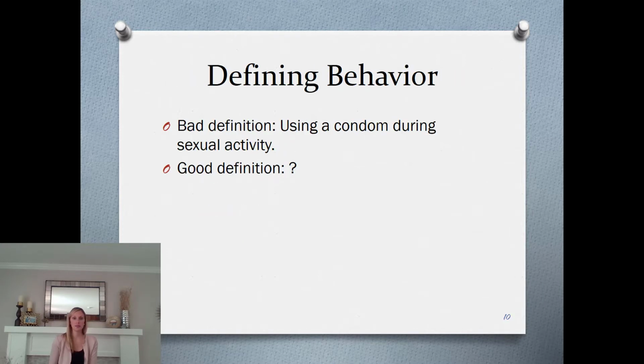So the last slide in this segment before we break, I'm going to have you create a good definition of a behavior. So here's the bad definition: using a condom during sexual activity. What I want you to do is rephrase this definition. Write a good definition of condom use during sexual activity, one that if you ask somebody, you're going to get the exact answer that you need to get about them using a condom during sexual activity. Your definition can include pictures, videos, words, whatever you need to clearly define what condom use during sexual activity is. So you'll post that to the discussion board on Blackboard and then move on to the next video.